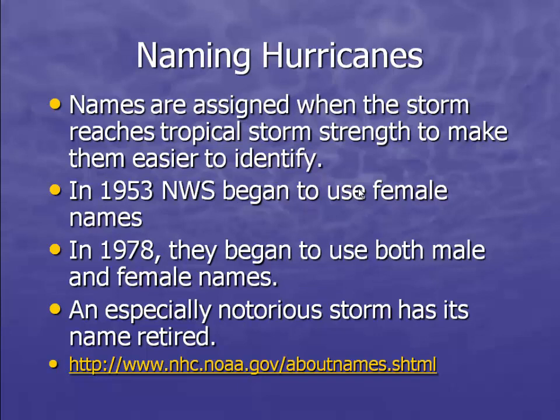In 1953, the National Weather Service started using female names to name all storms, and they decided that's probably not a good idea. We shouldn't just use female names. That's kind of rude. We'll start to throw male names in. In 1978, they began to use both male and female names.